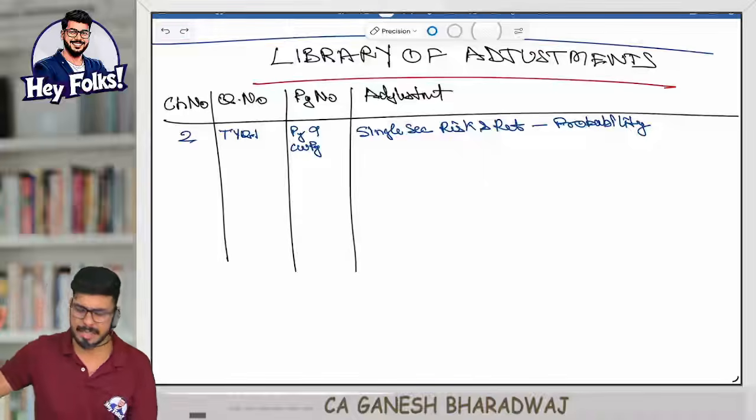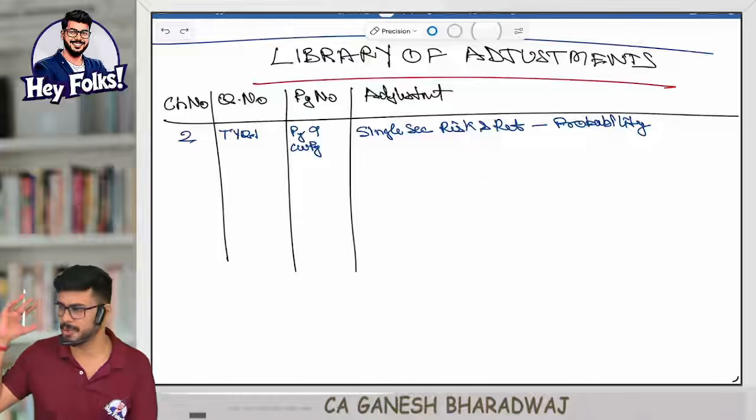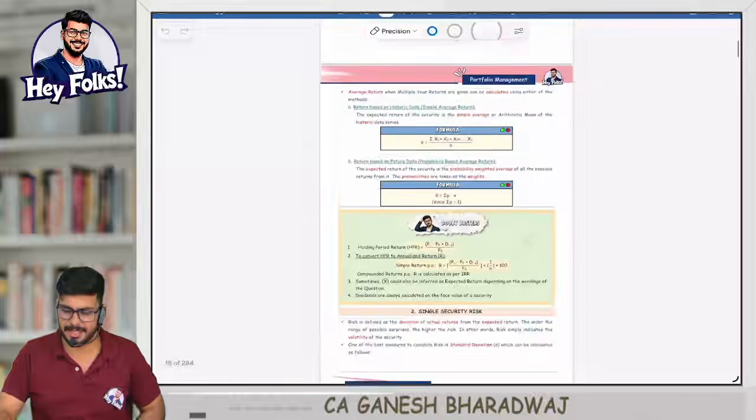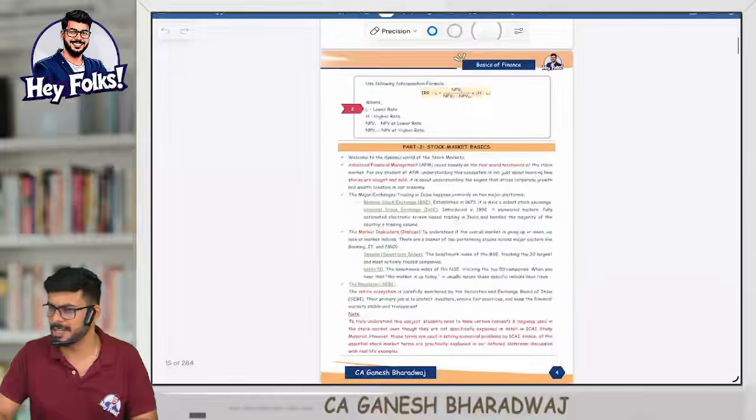And this library of adjustment, guys, is a true treasure for you. Is that clear? Please do follow this. Right now, before we wind up this particular session, quickly, can we just summarize and have a look at our concept decoder book?